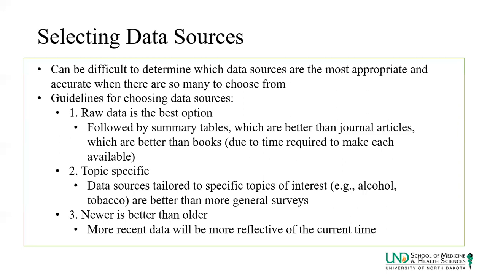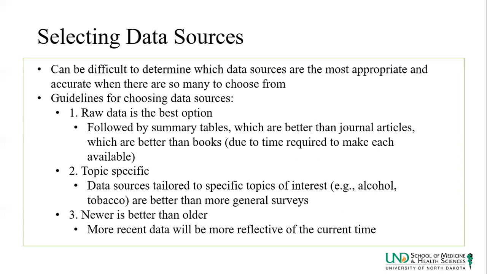The first guideline is that raw data is generally the best option if it is available, followed by summary tables, journal articles, and books in that order. This hierarchy is based on the time required to publish each one of these types of sources and make them available. It will take much longer to write a book, get it published, and get it out to the general public compared to putting a raw data file online for people to download. So if you are able to download the raw data file and work with that, it's usually the best course of action since it is likely the most recent information.